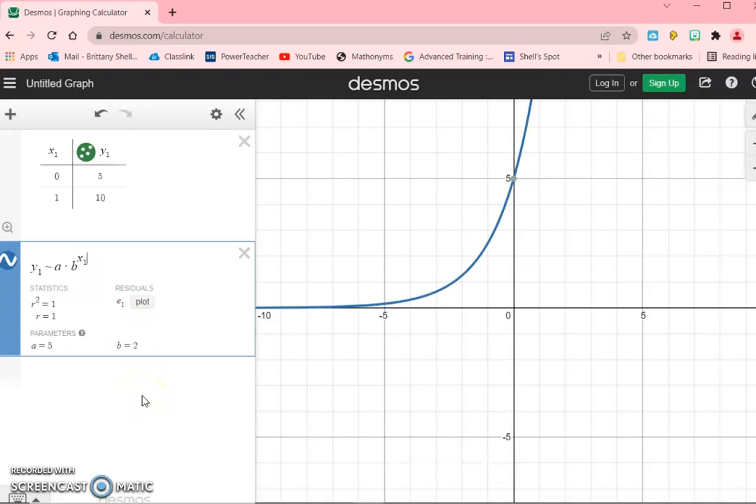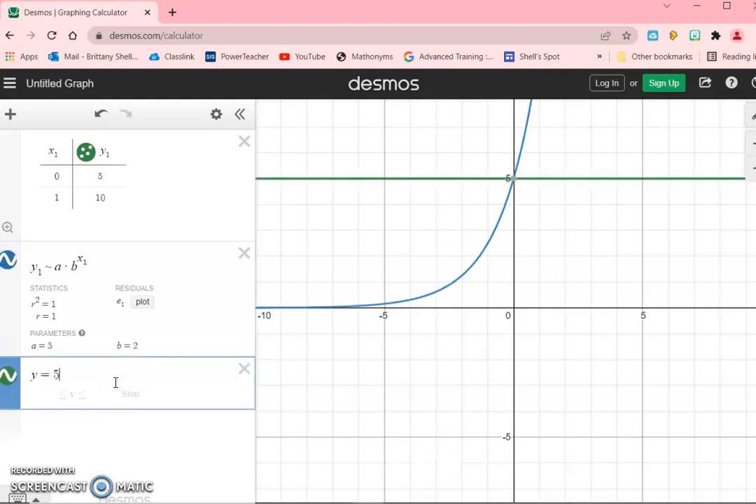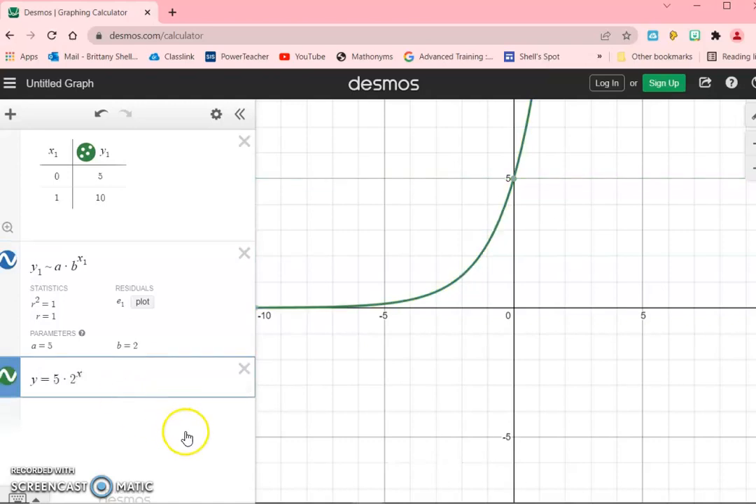All right, so our A value is 5. Our B value is 2. So when we write our equation, it's going to be y equals 5 times 2 to the x power, which gives you that green equation. So the blue was the estimate, the green is the actual equation, and if you look, it matches the graph that you see on your model. So make sure you write down this equation right here as the rule for the function.